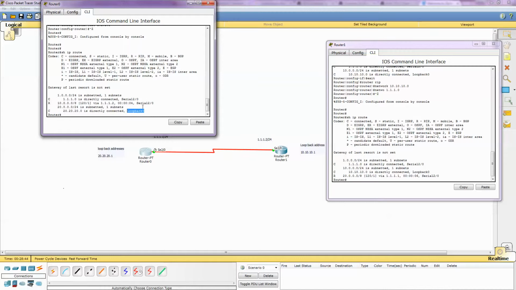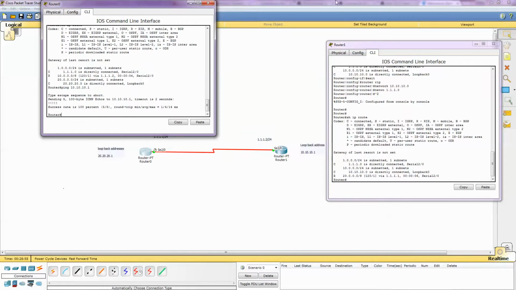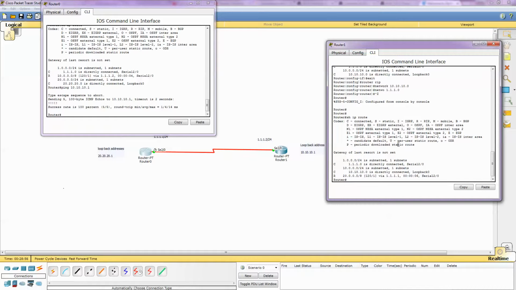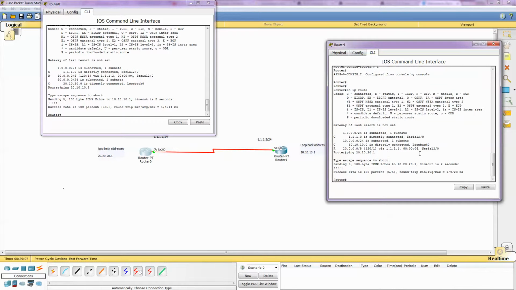So we can ping from router 0 to router 1, ping 10.10.10.1. Here's a success. We can ping from here to this loopback address 20.20.20.1. Success 100%, and that's it.